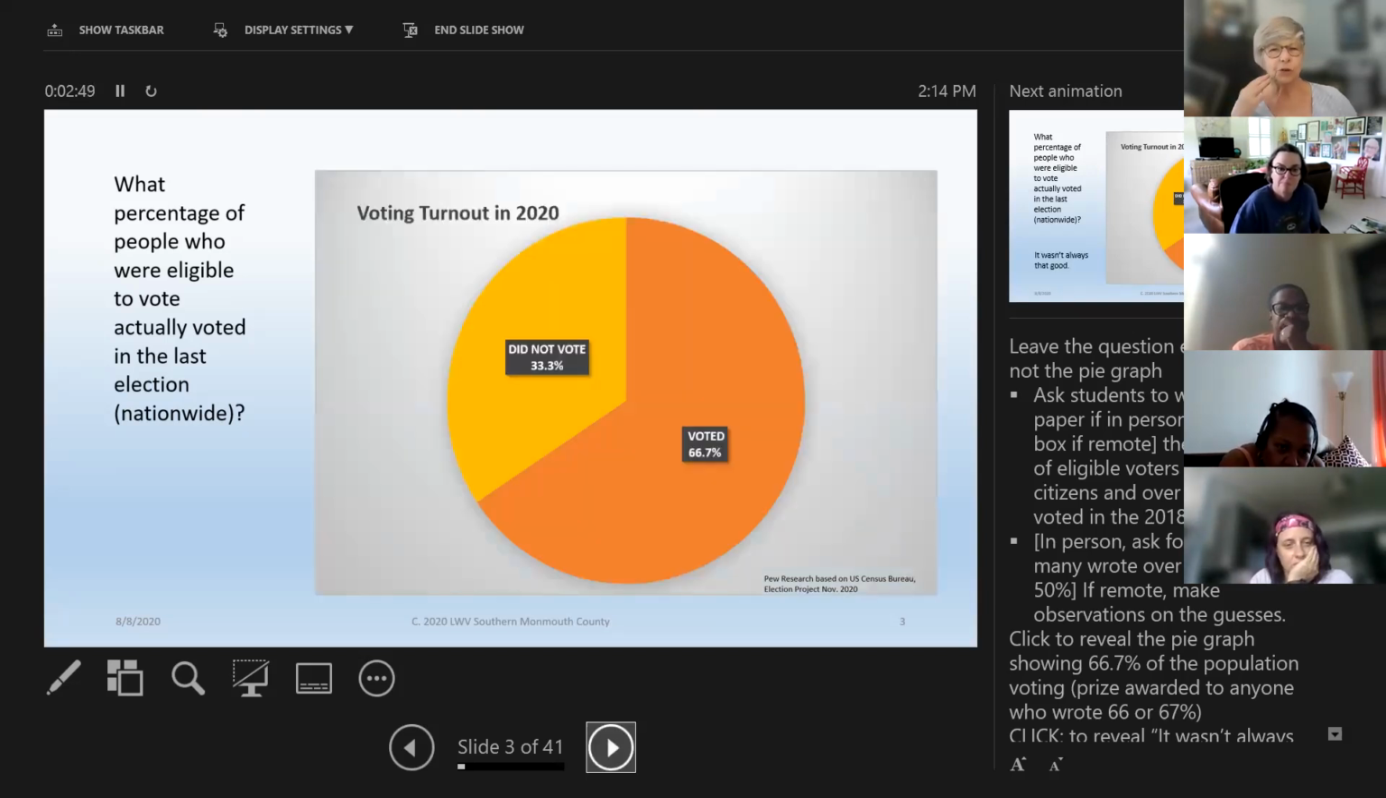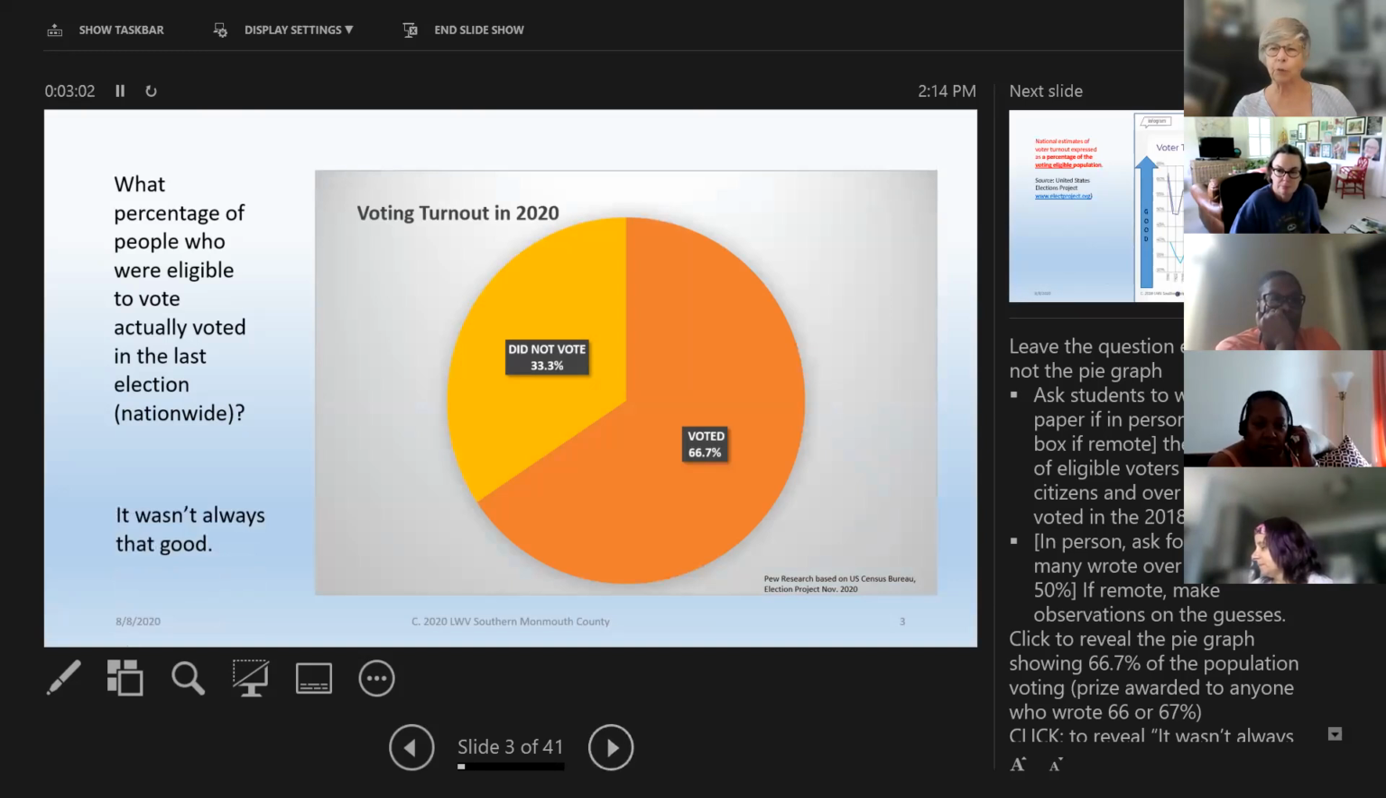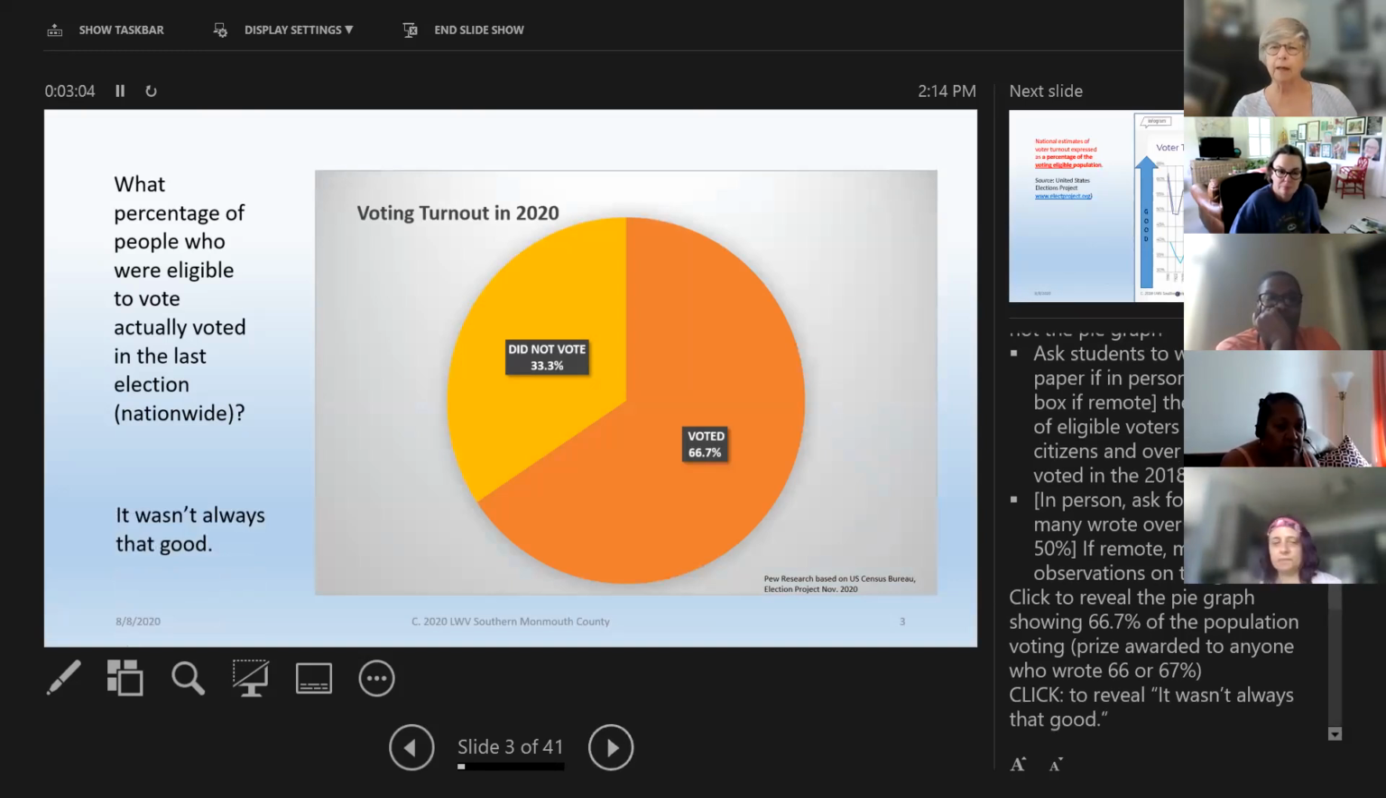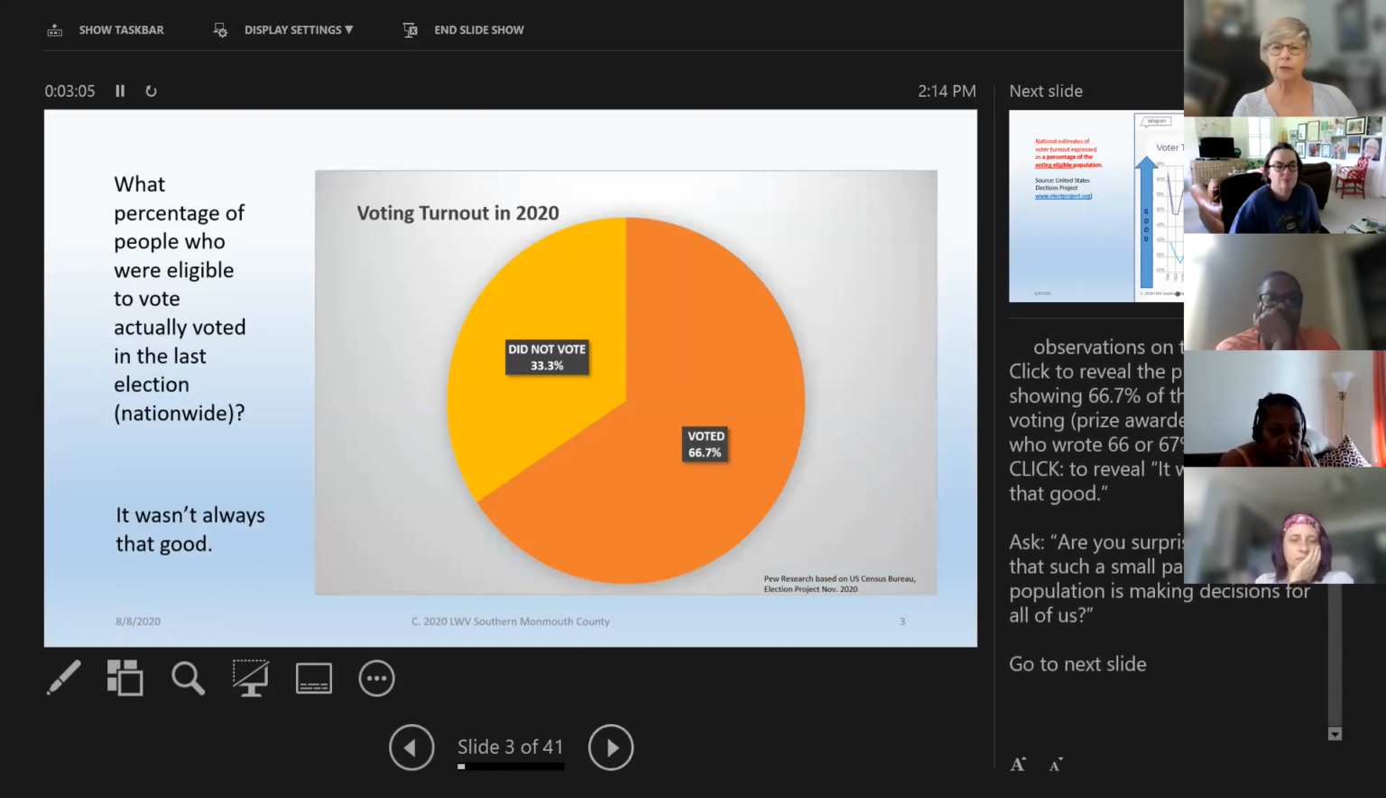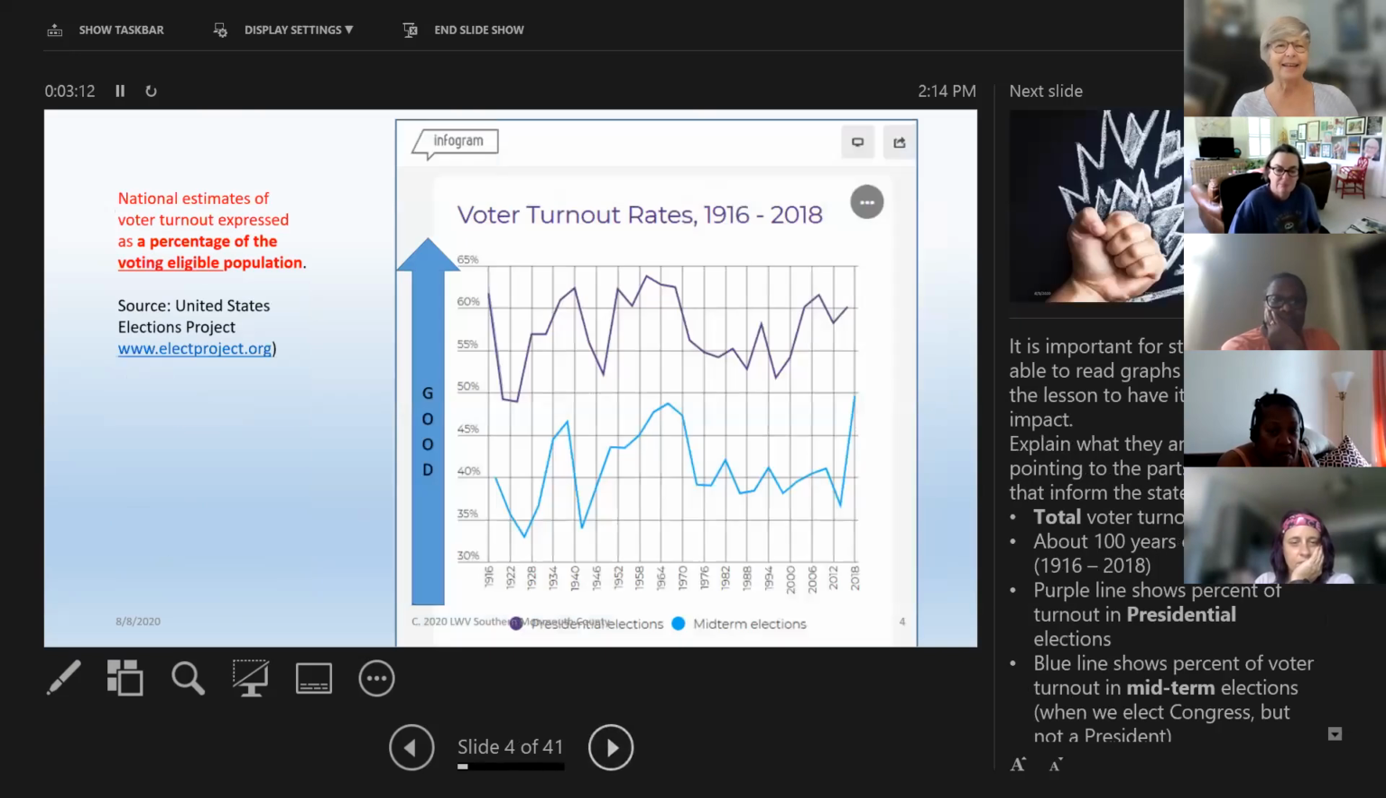Okay. This is the actual turnout in 2020. 66.7% actually voted in this last election. But believe me, it was not always that way. Are you surprised? Okay, I see heads shaking.